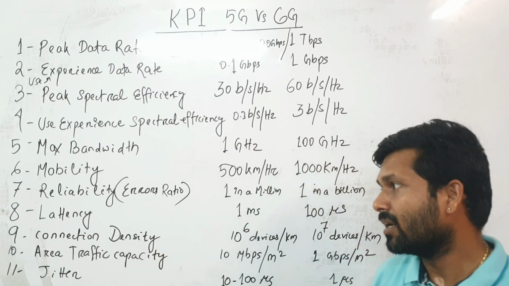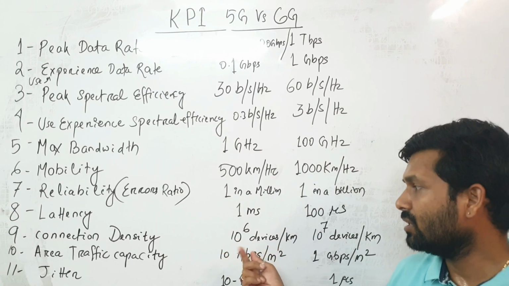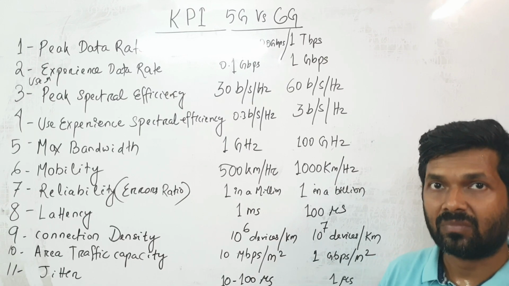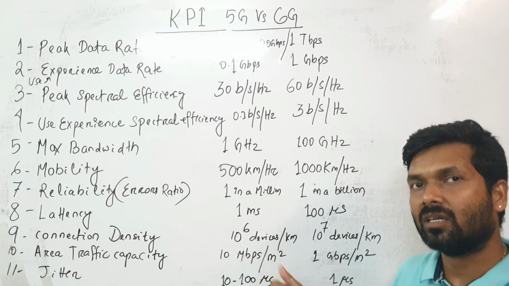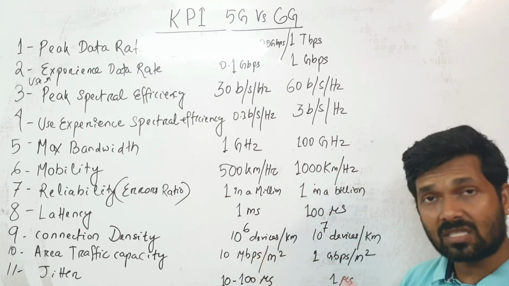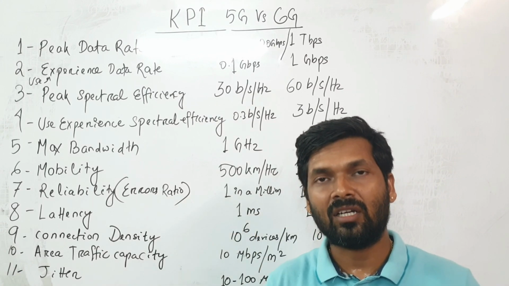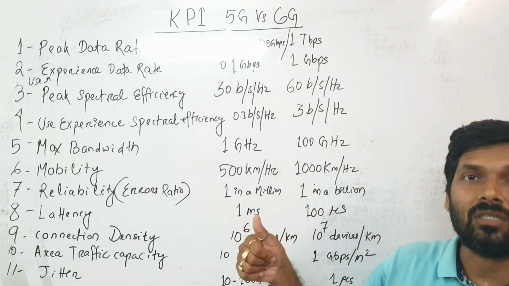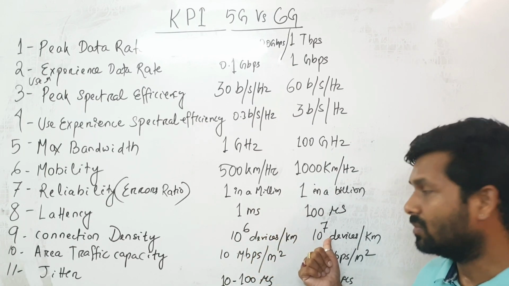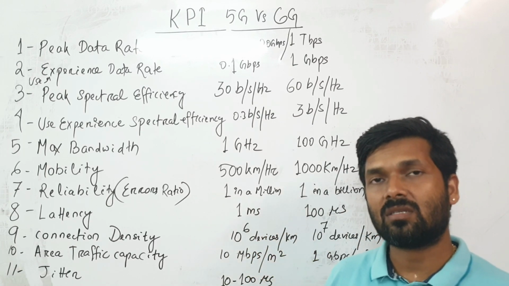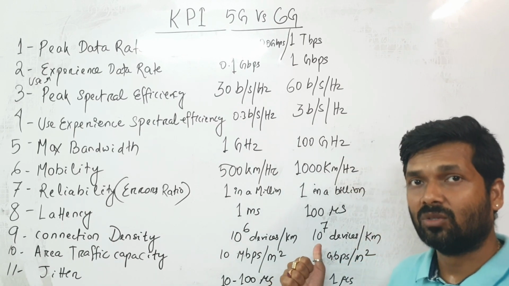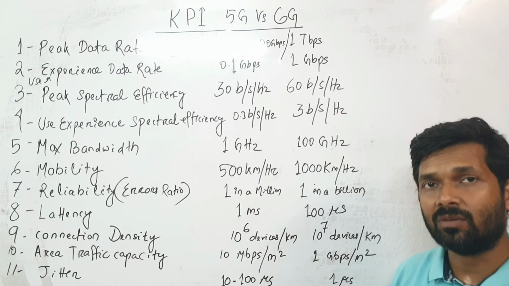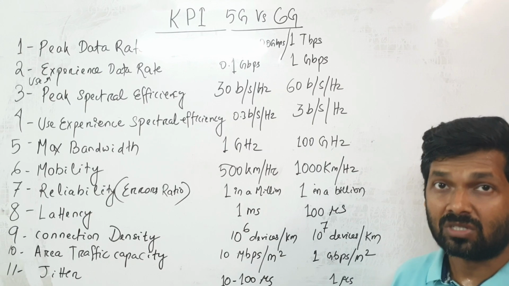Now connection density. Earlier in 5G we have 10 to the power 6, that means 1 million devices. More than a million devices can be connected within 1 square kilometer. Now that would be 10 to the power 7 in 6G, which is a very huge number of devices coming under one node. So a 6G radio node will be able to handle 10 to the power 7 devices within 1 square kilometer, which is huge.